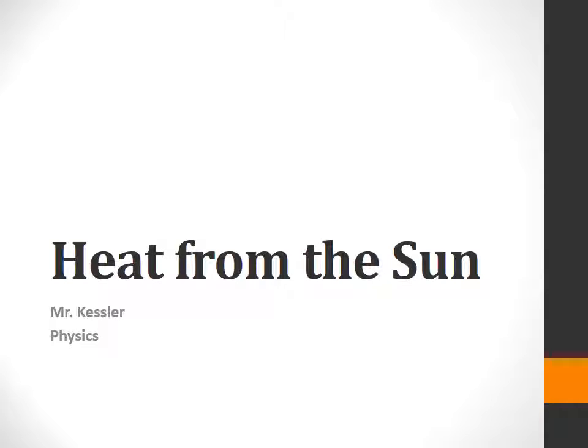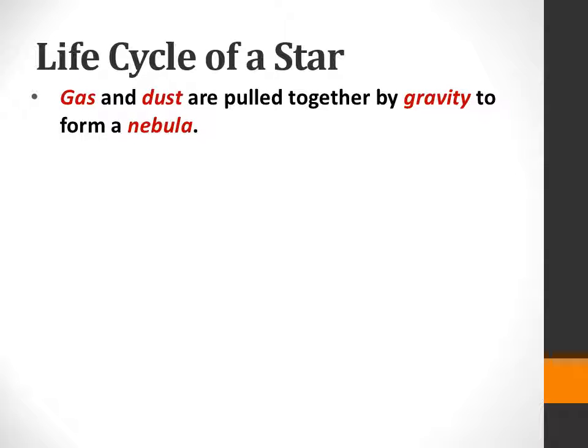Heat from the sun. So before we start talking about where the heat comes from, we've got to talk about the life cycle of a star. Now, generally speaking, the life cycle of a star starts out with just gas and dust that are floating out in space, kind of near each other. Their mutual gravity starts pulling them in and creating a nebula.